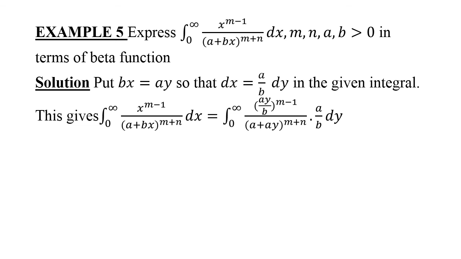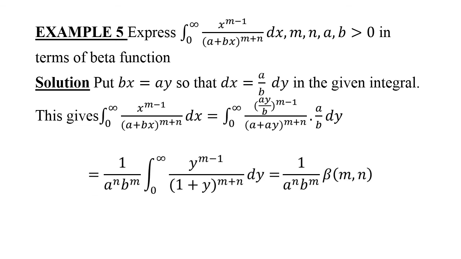So finally what we get, 1 upon a^n b^m will be outside of the integral, and the integral from 0 to infinity of y^(m-1) upon (1+y)^(m+n) dy. And as we have proved about the property of the beta function, that will equal 1 upon a^n b^m β(m,n). Thus we have shown this integral in the form of the beta function.